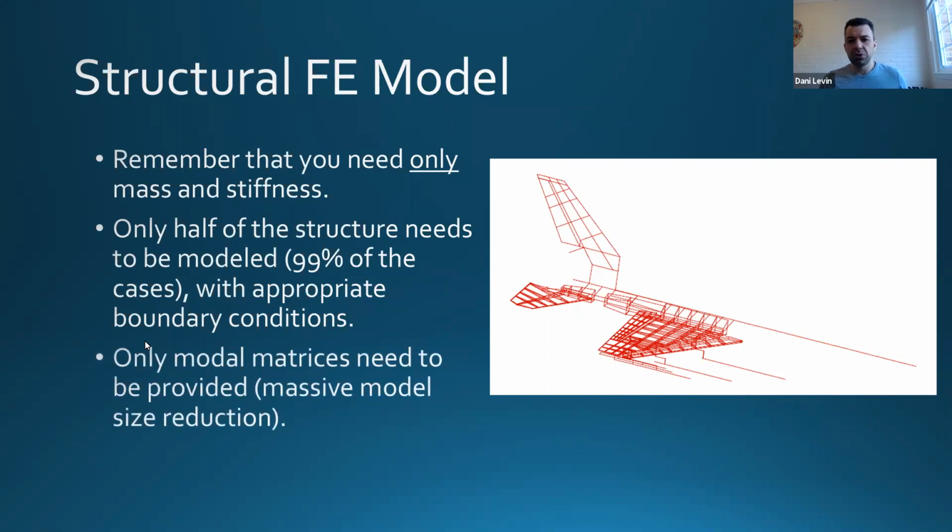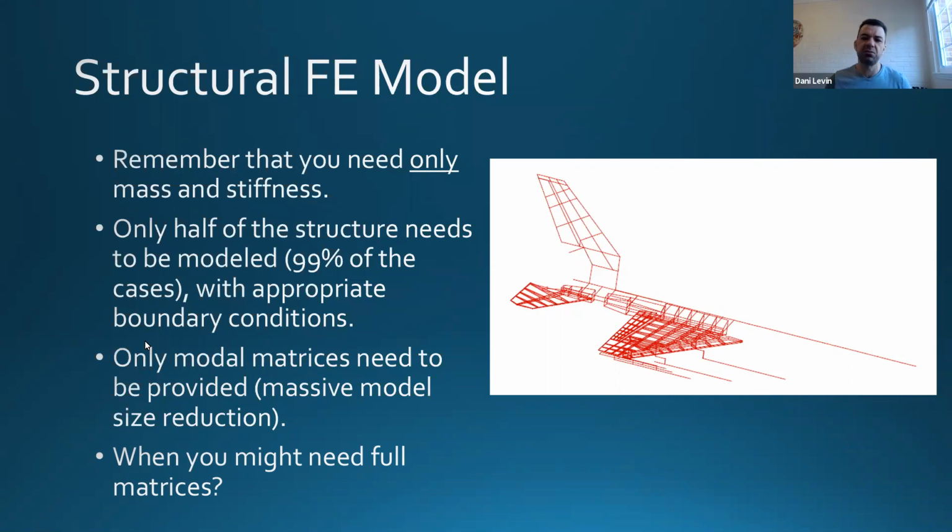So we talked about this before, but we provide only the modal matrices inside, and we can really reduce the size of the model by doing so. Before we show you an example of size reduction, what are the cases when you might need the full matrices and not the modal ones?